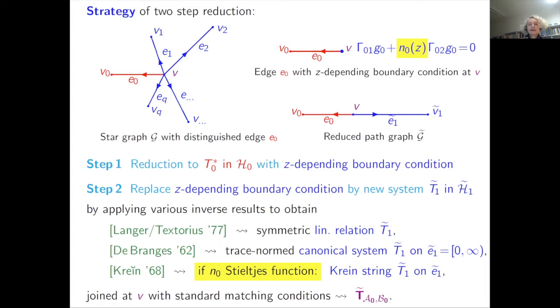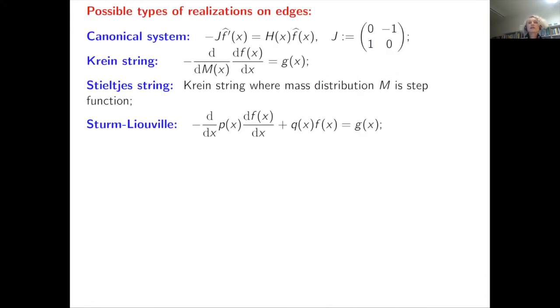So to give you an idea, it has been quite abstract with all these linear relations so far, but what could these linear relations really be induced by? The possible types of realizations on edges of a star graph that would give rise to such a system that we can cover is, for example, a canonical system, including also Dirac systems. Then it could also be a Krein string. Here we see that this is more general because a Stieltjes string is a Krein string where the mass distribution M, which is not the M from the first part, is now a step function making steps where the discrete masses are sitting. Or it could be a Sturm-Liouville problem that gives rise to this symmetric linear relation, right?